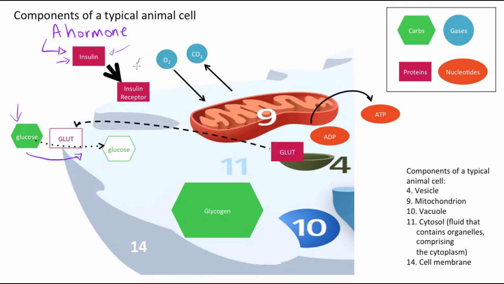Insulin then, the hormone, binds to insulin receptors on its target cells, and that is what triggers the events of this little dotted line here, the mobilization of this hidden away GLUT transport protein out to the plasma membrane, and allows glucose to enter the cell.